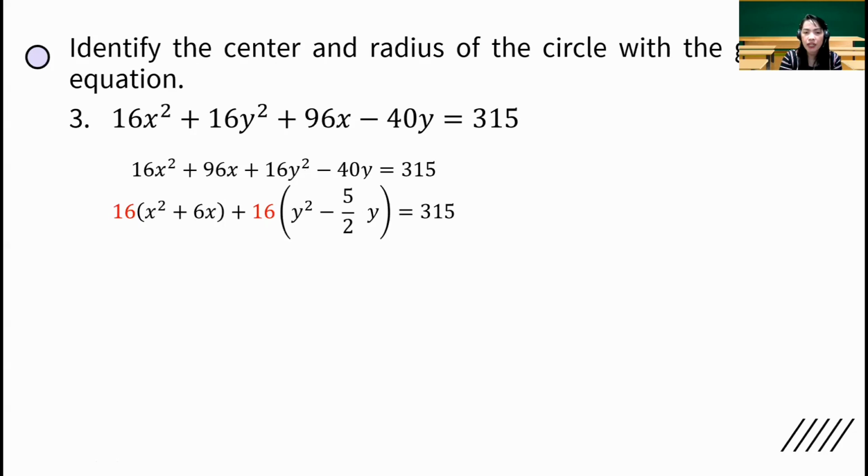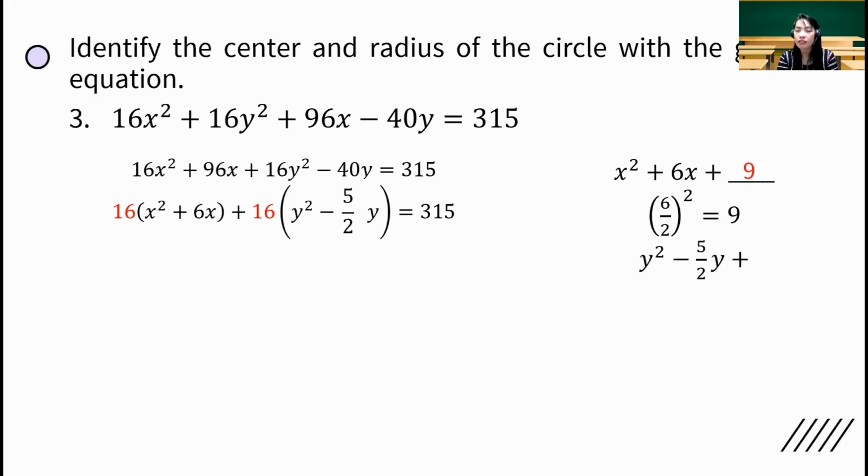So from here, ang kukunin na muna natin is yung x squared plus 6x and y squared minus 5 halves y. To complete the square in terms of x, we have to get the coefficient of x and divide it by 2, then you square it. 6 divided by 2 is 3 squared, we have 9. So 9 is the missing constant in terms of x.